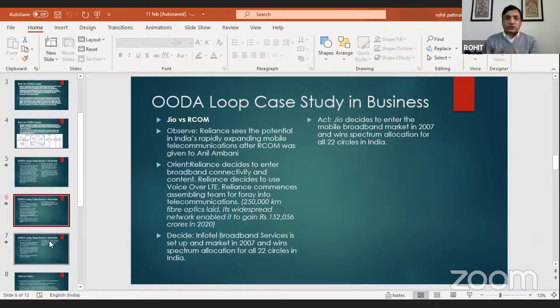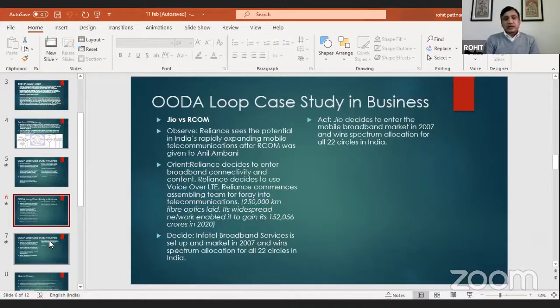Obviously, they had a no-compete clause in the settlement papers, meaning they couldn't enter each other's domains for a few years. So very smartly, what the elder Ambani did is he had assembled a group of people way back, almost in 2007 onwards. It's much before that, 2005. They had assembled a group of people. They'd realized that, look, internet connectivity in India is where the future is. Broadband connectivity is where the future is.